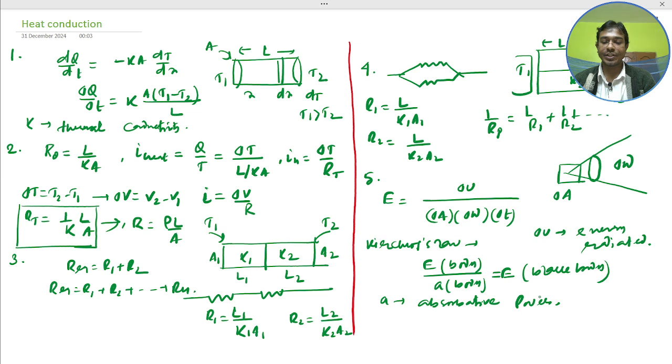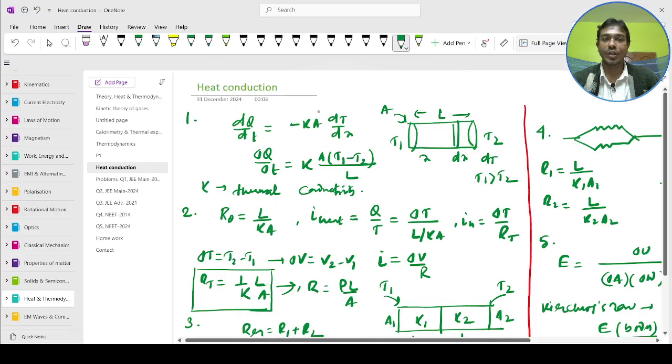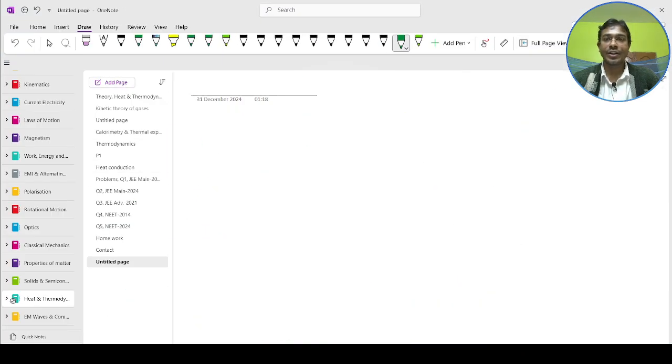Next one, Wien's displacement law. Wien's displacement law states that lambda m T is equal to B, where B is the Wien constant and the value is 0.288 cm K. Next one, the Stefan-Boltzmann law. Go ahead, our next discussion.